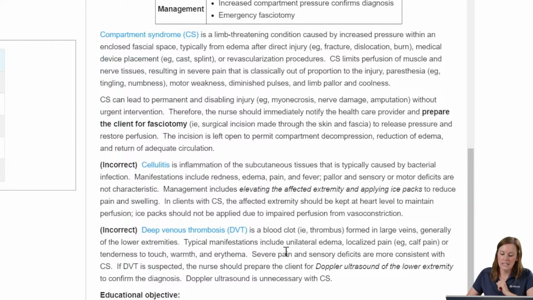DVT was another distractor. We all know about DVT. This is something that can really happen, especially in an ICU setting, where we're not mobilizing a lot and patients are stationary or bedridden. But what wasn't correct about this one is that we're not going to have that level of pain, and not as many neurological manifestations. That severe pain is more common with compartment syndrome. And to diagnose a DVT, we're going to use an ultrasound, so that was the option that paired with it.